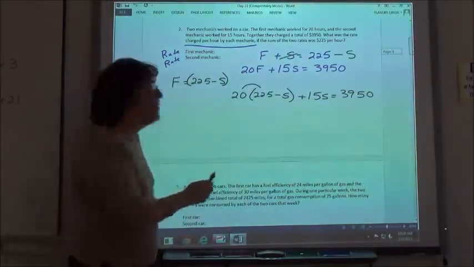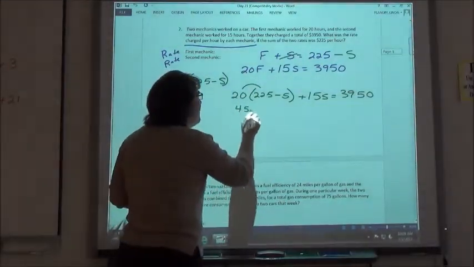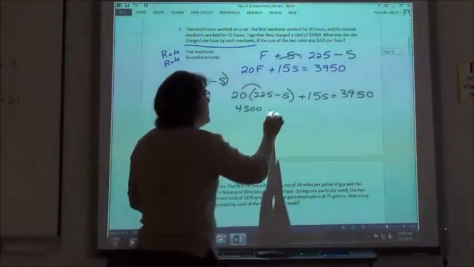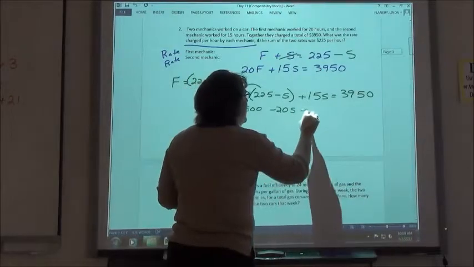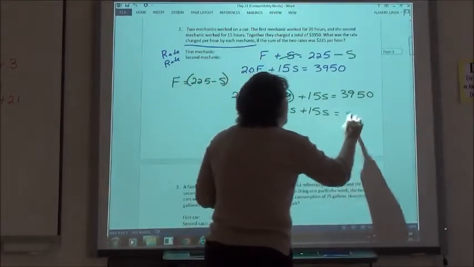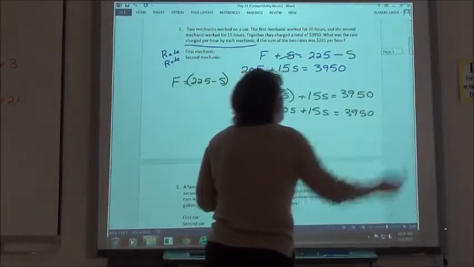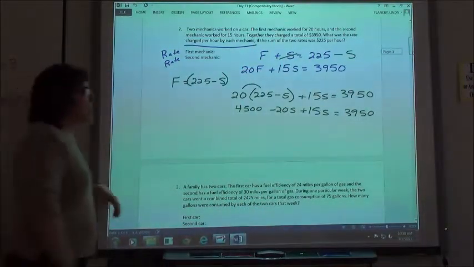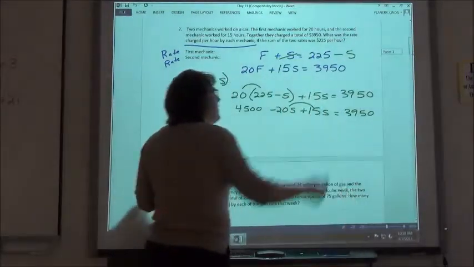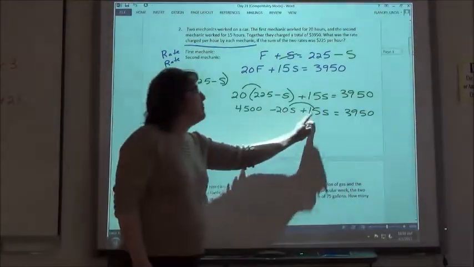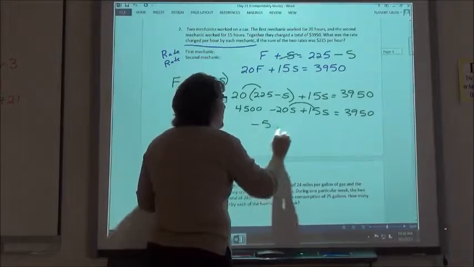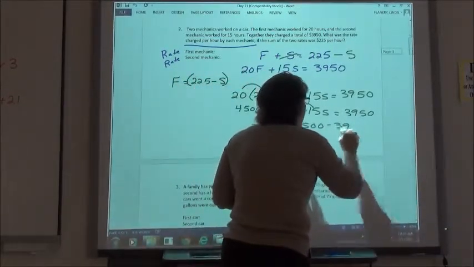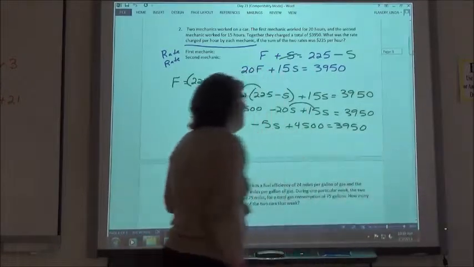4,500. And then 20 times minus S would be minus 20S, plus 15S equals 3950. So combining my like terms, and just because I like my variables in front, negative 20 plus 15 would be negative 5S plus 4,500 equals 3950 then.